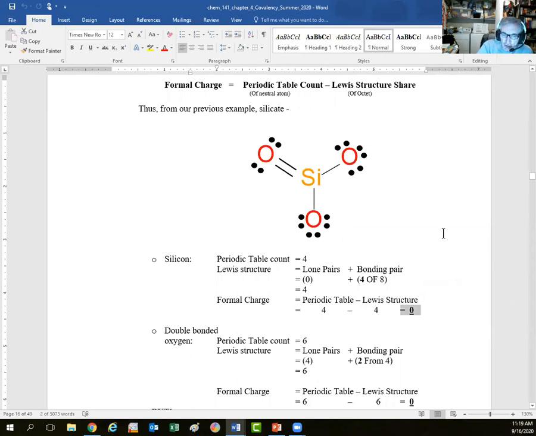However, with the oxygens, we're going to get some different answers. Let's take the double bonded oxygen first. Again, what does the periodic table tell us? What do we expect it to be?